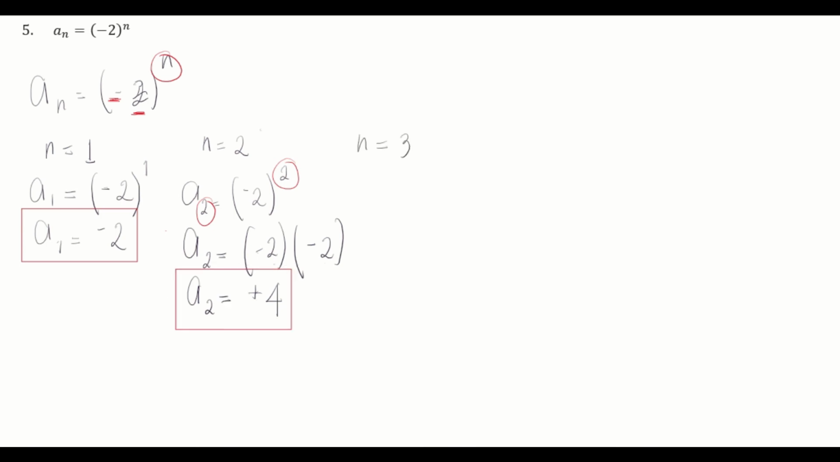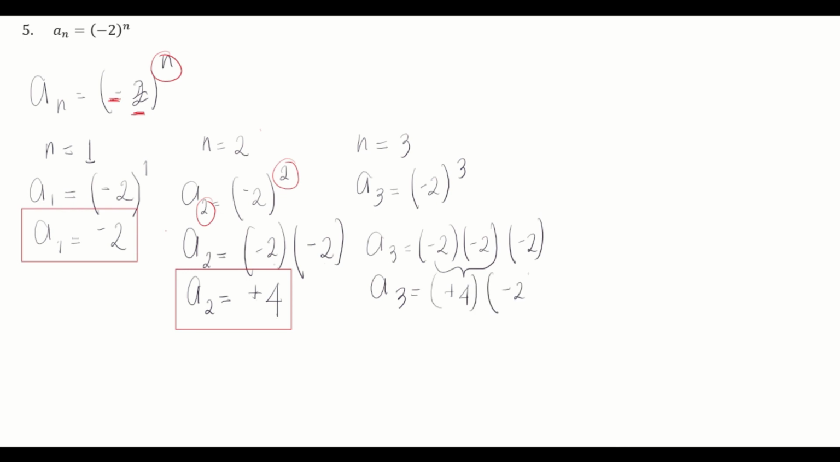For our third term, a sub 3 equals (-2) to the power of 3. So a sub 3 is just -2 times -2 times -2. A sub 3 is just positive 4 times -2. Applying the rules of multiplying integers, we have -8 because positive multiplied to negative will give us a negative number, and multiplying the numerical coefficients 4 and 2, we have 8. So our third term is -8.